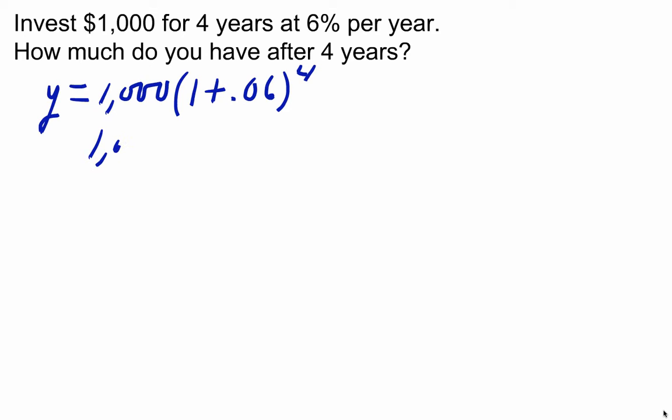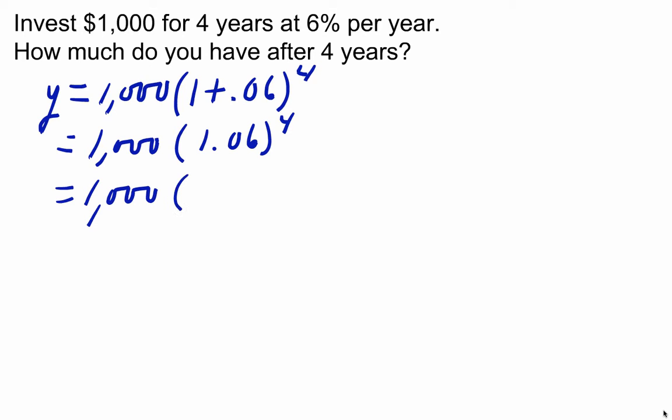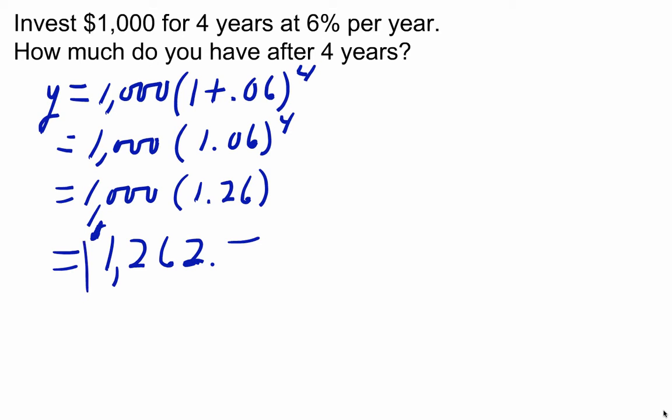So how much would I have at the end of 4 years? I have 1,000 times 1 plus 0.06, which is 1.06, to the fourth power. 1.06 to the fourth power is approximately 1.26, so we'll go out to 2 decimal places. Then we take that times the 1,000, and we get approximately $1,262. So that's how much we would have after 4 years.